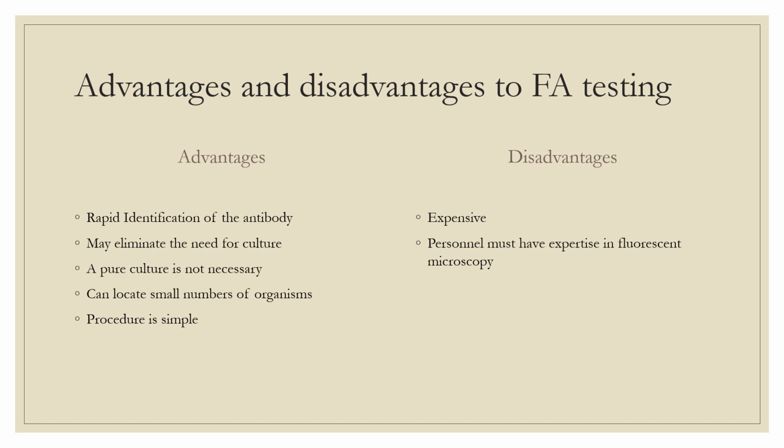A pure culture is not necessary. You can use a mixed culture and you're still going to only get specific fluorescence. And also it's very sensitive, so only a small number of organisms is required to get the sample to fluoresce, and the procedure is quite simple. Some disadvantages of fluorescent antibody testing, for one, it's very expensive, and personnel must have a great deal of expertise in fluorescent technology and fluorescent microscopy in order to view these samples.